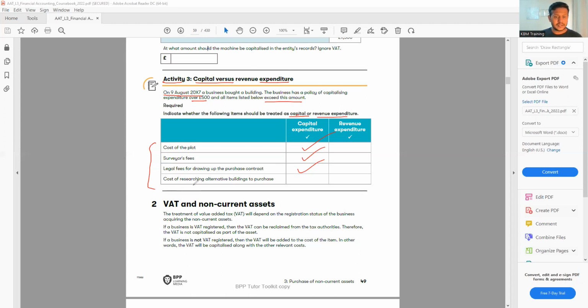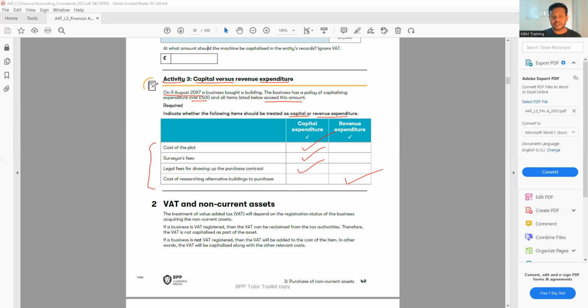Cost of researching an alternative building to purchase. Now this one is a revenue expenditure. Remember that, because I'm looking to see if I can buy the same property somewhere else. If there is some cost involved with that, this is revenue expenditure, because whether I buy the building or not, this cost will be gone anyway. So research cost, remember that, is all revenue expenditure. Research cost cannot be capitalized. All right, this is the differentiation. We can find out the difference between capital expenditure and revenue expenditure.